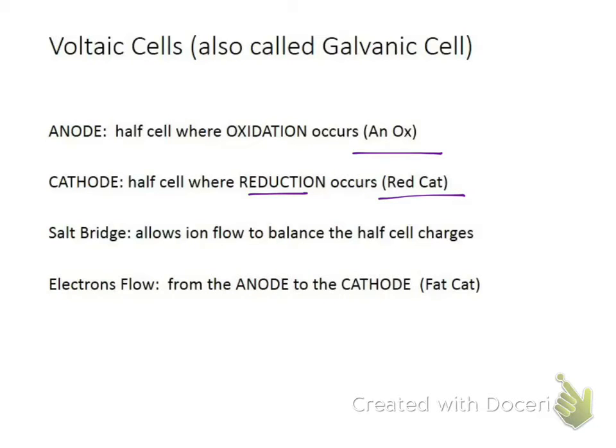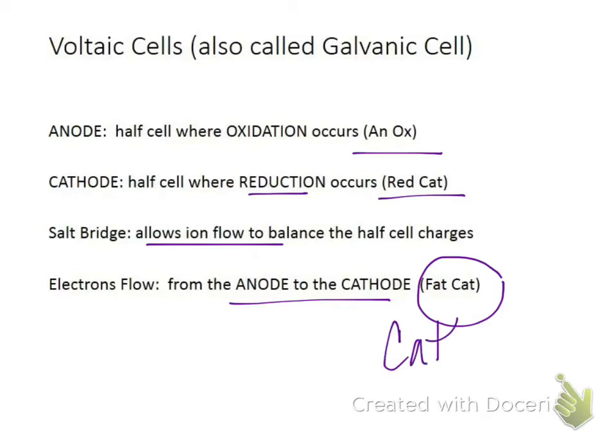The salt bridge allows the ion flows to go back and forth because you can't have an uneven balance of ions. And then the electrons flow from the anode to the cathode, and we say that as fat cat, and that's because the cathode will get bigger. So write that down. Cathode gets bigger. And that's because the electrons, as they flow, will deposit things on the cathode.